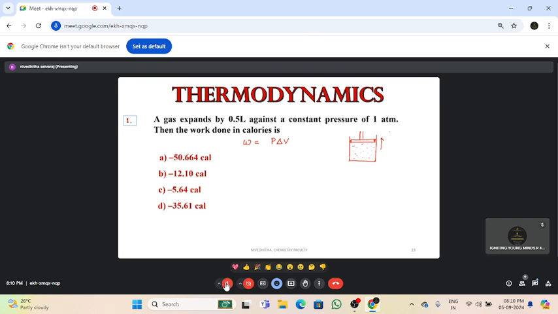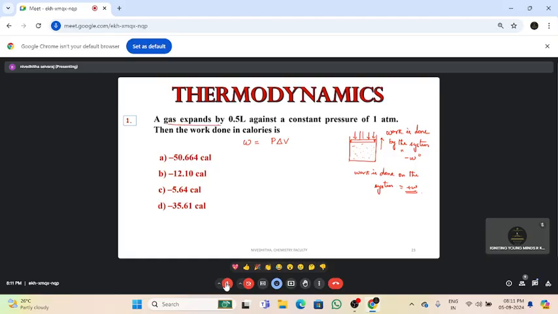So if the work is done by the system, then it should be expressed as minus W. Another scenario is we are pushing this piston downwards. So we are doing the work on the system. If the work is done on the system, then W must be positive.